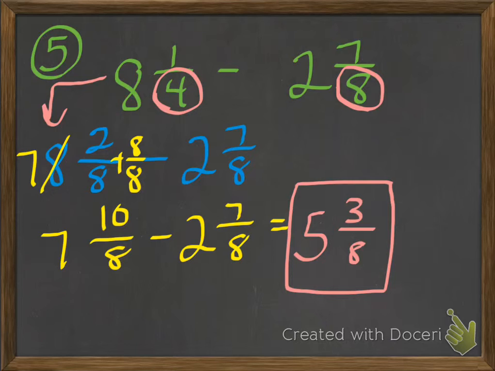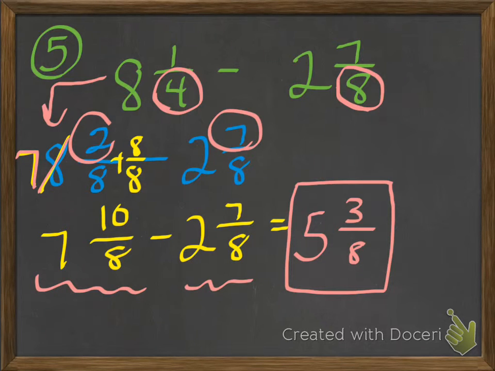And then I noticed that I couldn't do 2 minus 7, so I had to change that. I renamed that fraction by borrowing 1 from the 8 and changing it to 7. And then I added 8 eighths, and I got 7 10/8 minus 2 7/8. And I subtracted 10 minus 7 equals 3. Kept the denominators the same as eighths, and then subtracted 7 minus 2, and that equals 5. That's the solution to number 5.